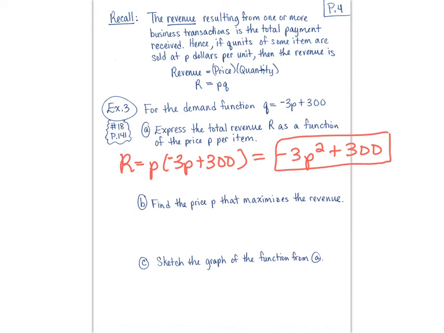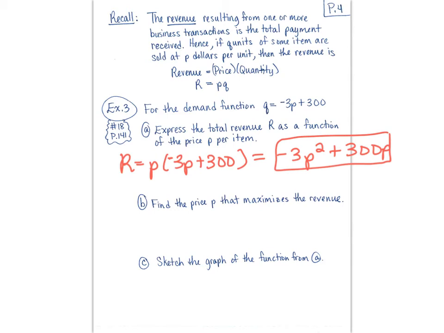Wouldn't it be plus 300p? Oh, yes, absolutely, not plus 300, plus 300p, right? Because you have to distribute your p to both terms. Good, very good, right? Does that make sense?